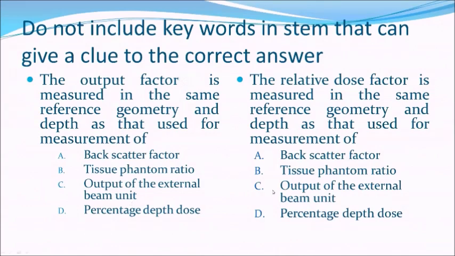Rather, I would rephrase it and say the relative dose factor is measured in the same reference geometry and depth as that used for measurement of backscatter tissue output. Unless he knows the relative dose factor is a factor for output, he won't be able to catch this answer. And he must actually know the learning outcome that I expect in this. So this type of clue you should not give in your STEM itself.